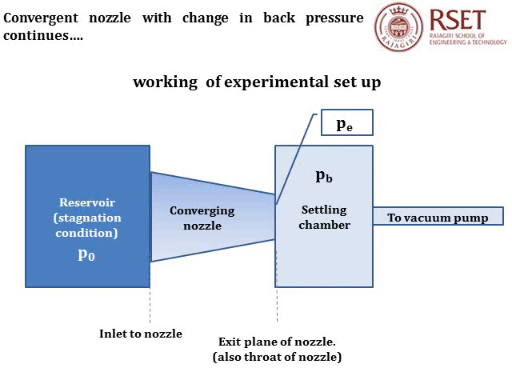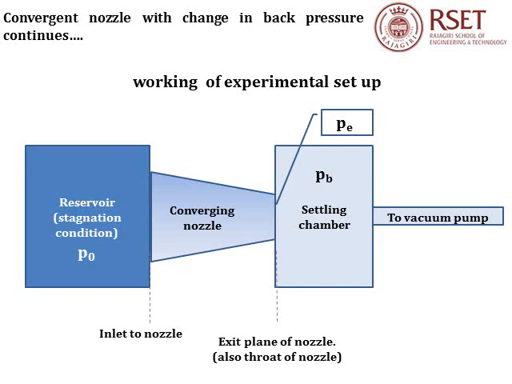Initially, the valve is kept closed and the duct and the settling chamber are filled with fluid from the reservoir, which are all at stagnation conditions. Since the pressure is same throughout, there will be no flow.